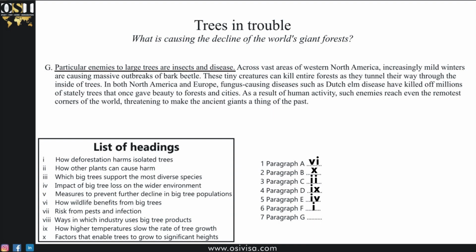The last paragraph here is not too long. It just says this: particular enemies to large trees are insects and disease. Now, this is fairly easy. Insects is a synonym of pests. Disease could be a synonym for infections. So we already have a title like that somewhere. It says in the 7th one over here, risk from pests and infection. So without any further thought or wasting time, what I would do is just select this title and be done with it. So these are our answers.